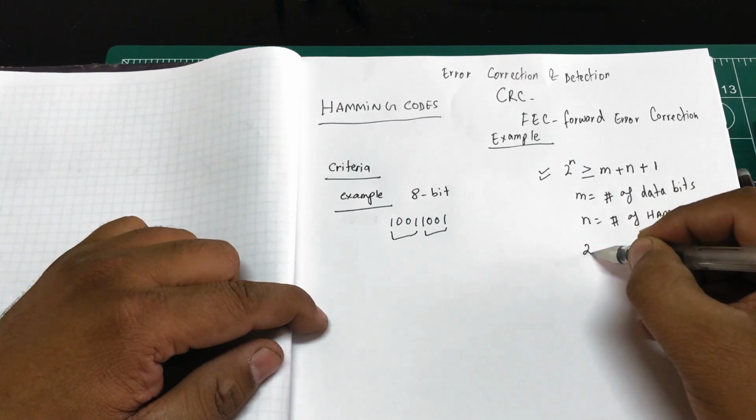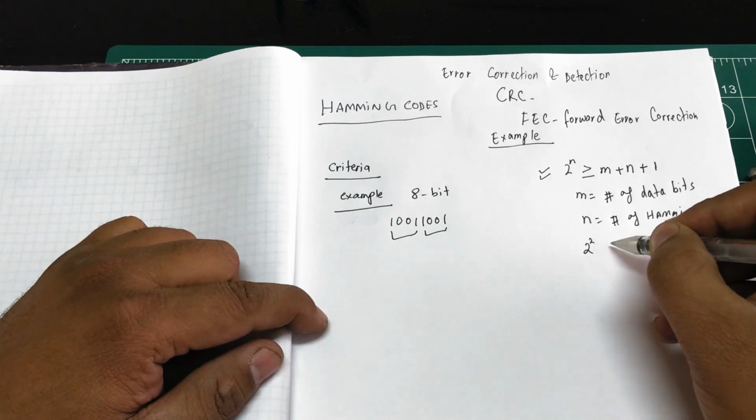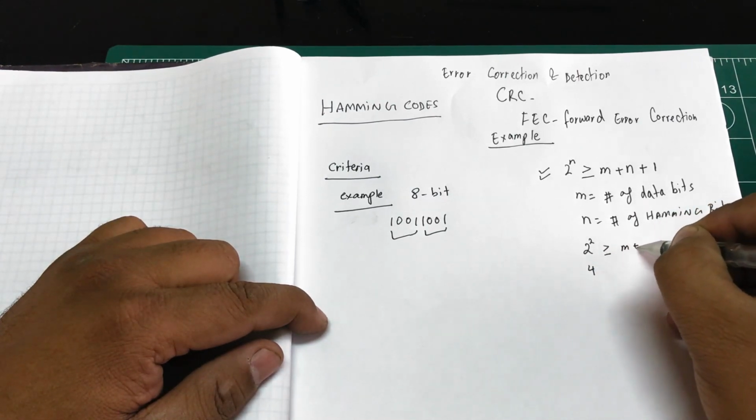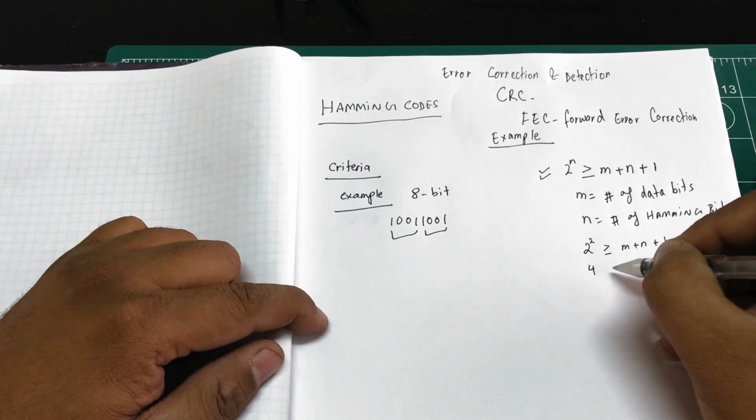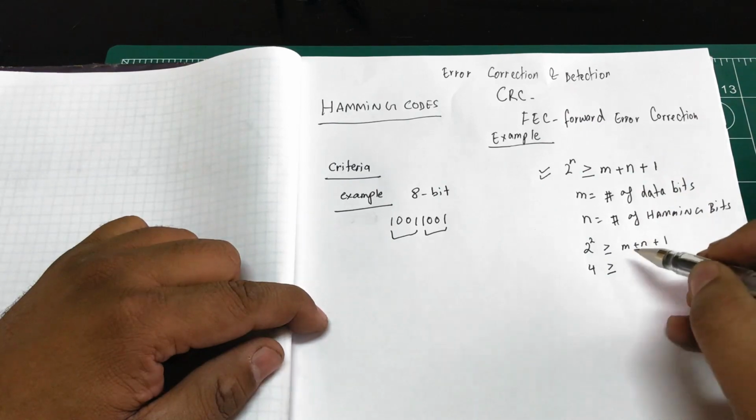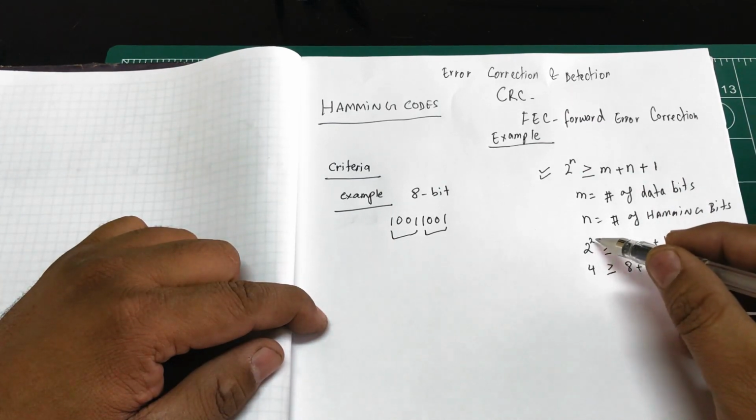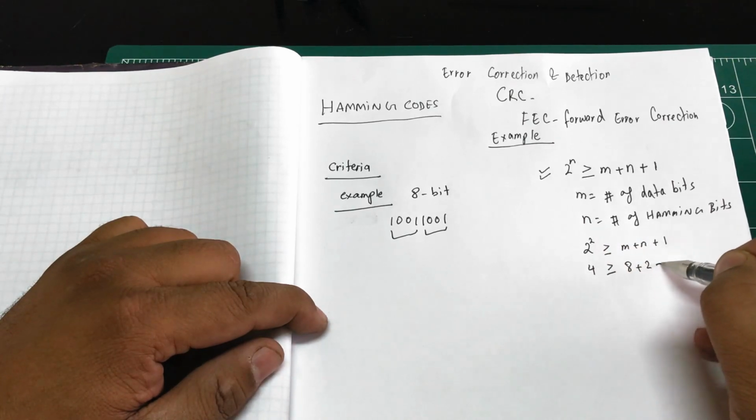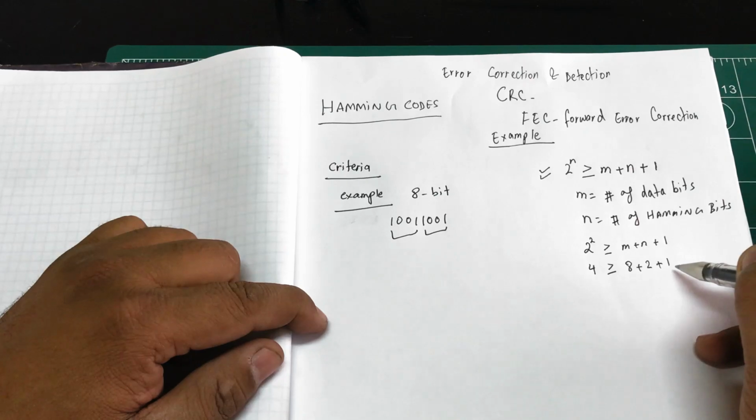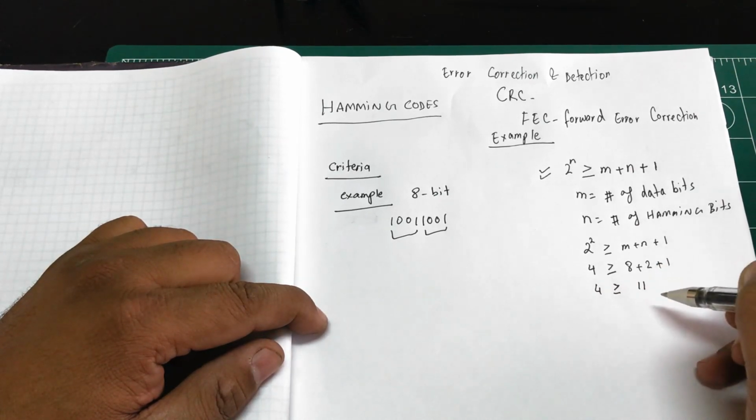For example, if I were to add 2 Hamming bits, what is 2 raised to 2? It is 4. Is that greater than m plus n plus 1? How many data bits do I have? 8. How many Hamming bits am I adding? 2. So this is 8 plus 2 is 10, plus 1. So no, it's not fulfilling the criteria. This number is not greater than this.